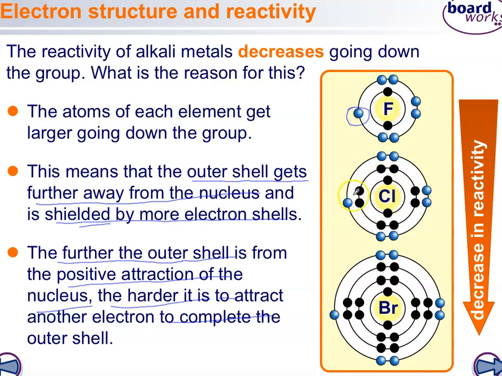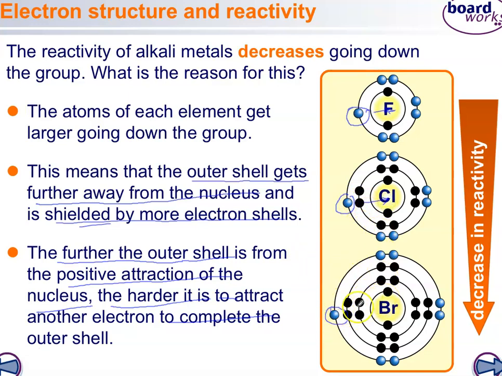Chlorine has three shells and one outer electron. Bromine has four shells and one outer electron here. Now, what you realize is that in fluorine, there is no electron or shell shielding this outer electron from the nucleus. If you come to chlorine, you see that there are shells here with electrons blocking the outer electron from the nucleus.